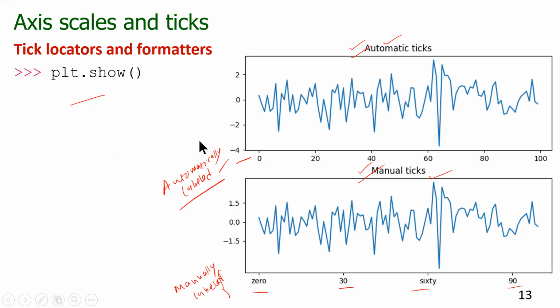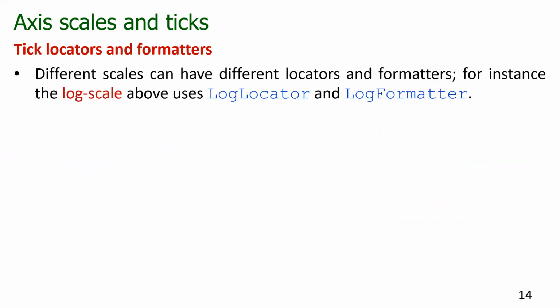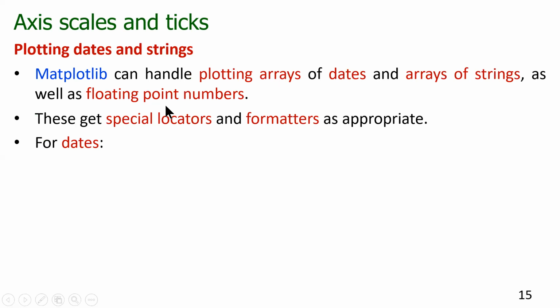Tick locators and formatters. Here, different scales can have different locators and formatters. For instance, the log scale above uses log locator and log formatter. Then you can do plotting of dates and strings also. Matplotlib can handle plotting arrays of dates and arrays of strings as well as floating point numbers. These get special locators and formatters as appropriate.